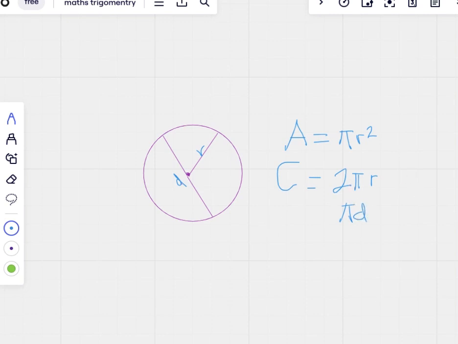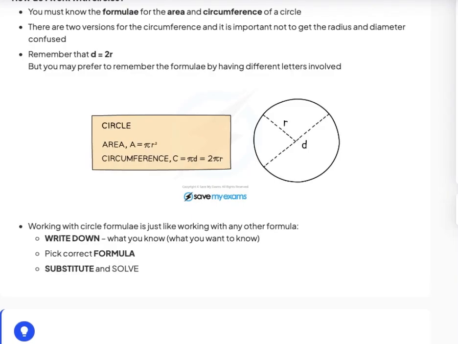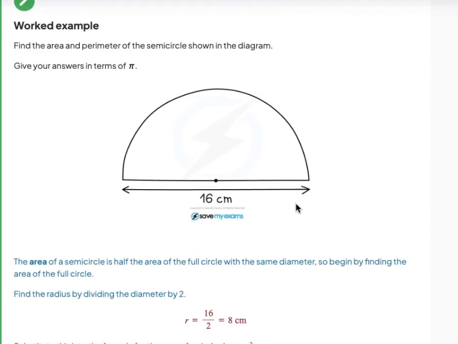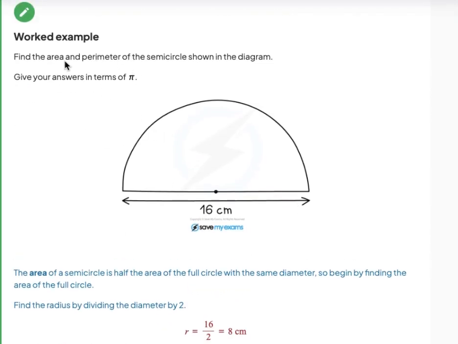Okay, so if that is so, now let's move on. These are the basic things we need to know about this. And then the next is to jump into solving questions. Find the area and the perimeter of the semicircle shown in the diagram. Give your answer in terms of pi, meaning you don't have to write the value of pi, 3.142, just write pi.